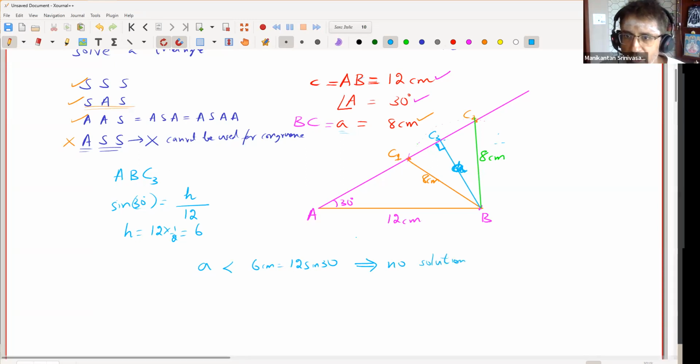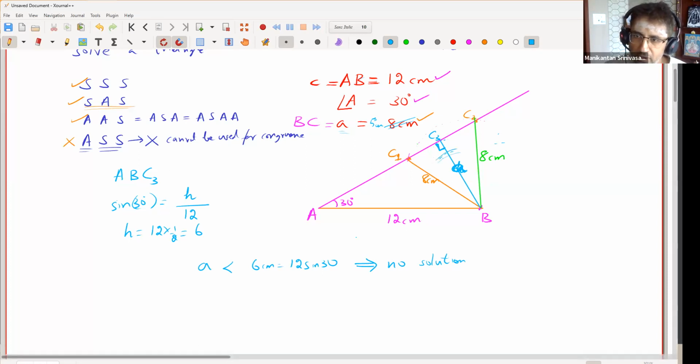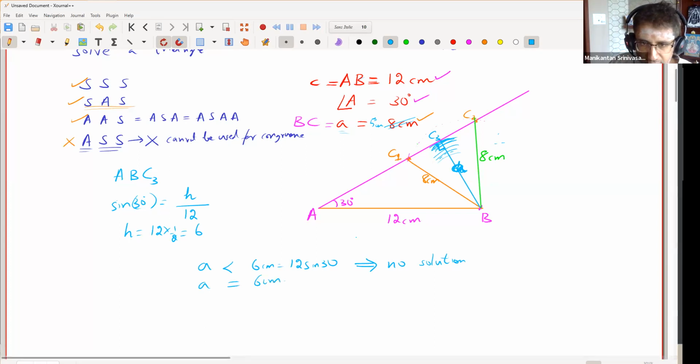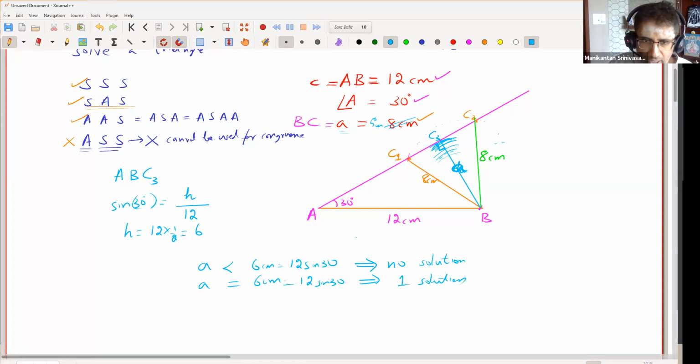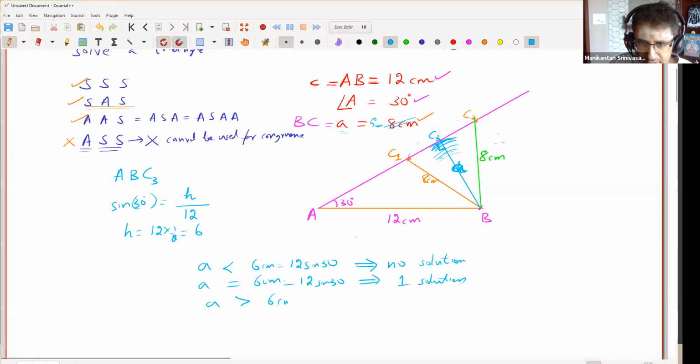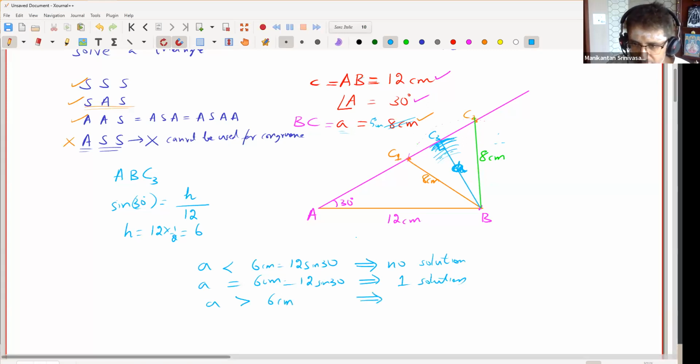Right? Just imagine if I'm given a problem where small a is given to be not 8, but 4 centimeters or 5 centimeters. Then I cannot draw a triangle at all, because when I draw an arc from B, it won't even cut the 30-degree line anywhere. So I cannot draw the triangle. I can just about draw it when it's 6 centimeters. So when a is 6 centimeters, which is 12 sine 30, right? Okay, that's exactly one solution. And if a is greater than 6 centimeters, then you have two solutions.